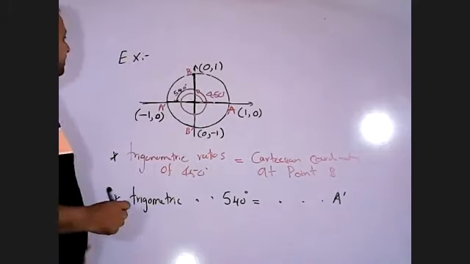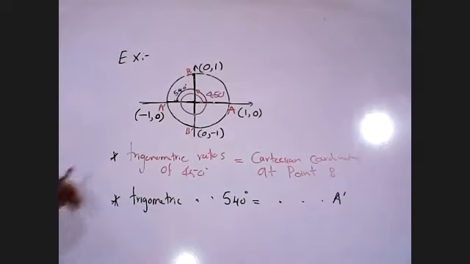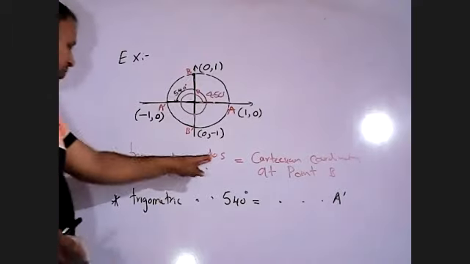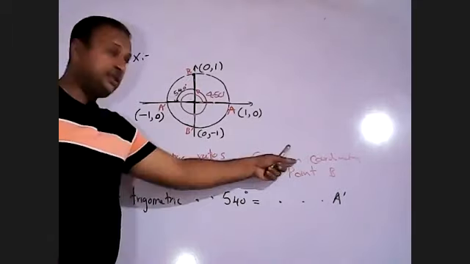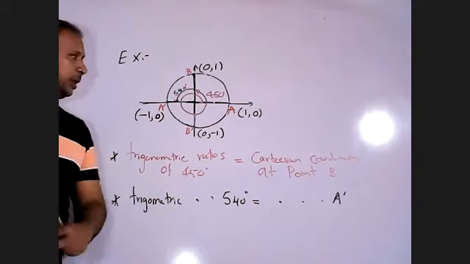Okay, you can write this example under the previous paragraph. 450, 540. Therefore, the trigonometric ratio of 540 is equal to the Cartesian coordinate of point B. The trigonometric ratios of 450, sorry, 540. This is 450, equal to A dash.